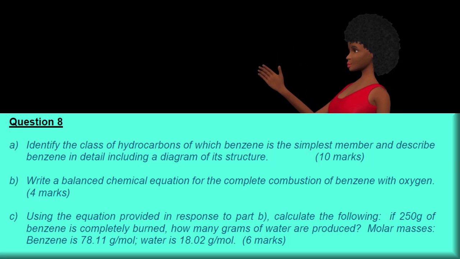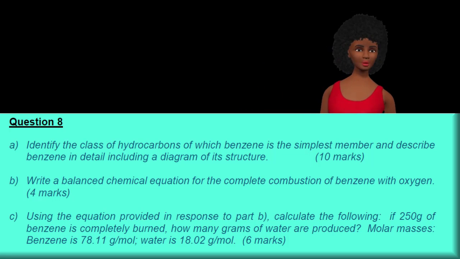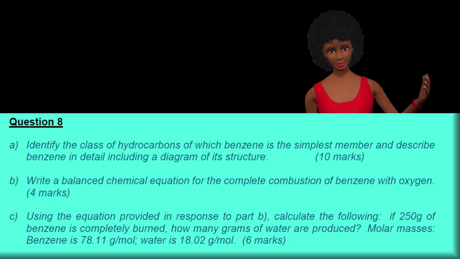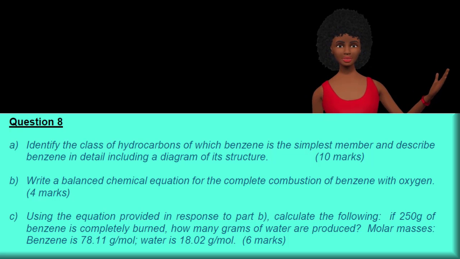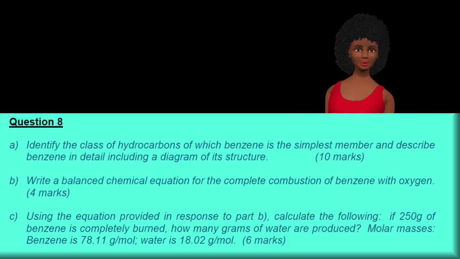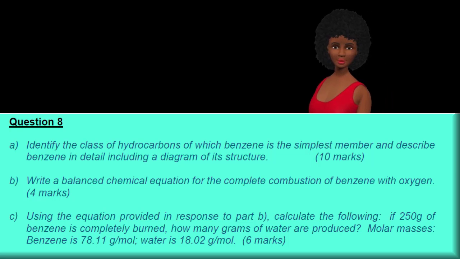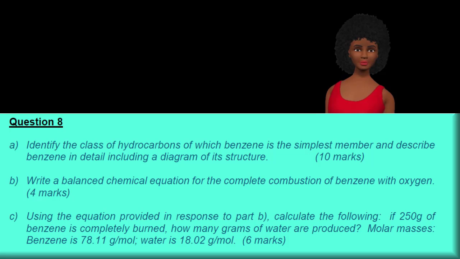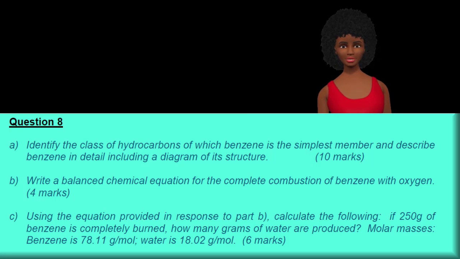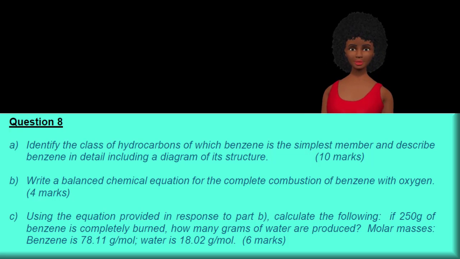B. Write a balanced chemical equation for the complete combustion of benzene with oxygen. 4 marks. C. Using the equation provided in response to Part B, calculate the following. If 250 g of benzene is completely burned, how many grams of water are produced? Molar masses: benzene is 78.11 g/mol. Water is 18.02 g/mol. 6 marks.